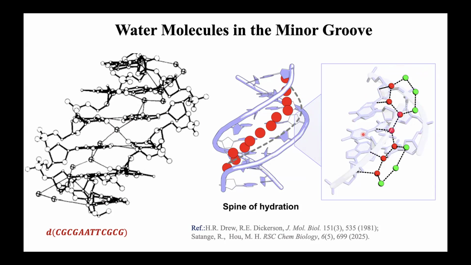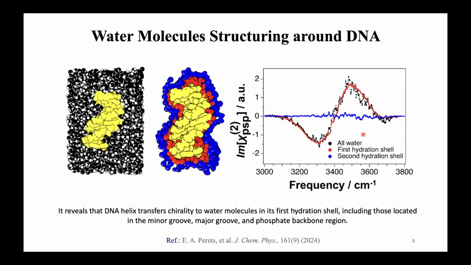This structure is not unique. For example, in the case of the A form, ordered structures of water molecules can also form, but there they form between the phosphate groups because of the short distance between these groups in the A form. So for a very long time, it was believed that DNA can structure water only in the case of its minor groove, as we discussed before.